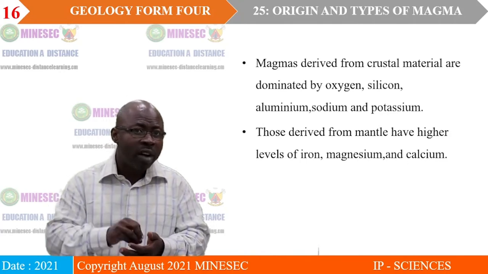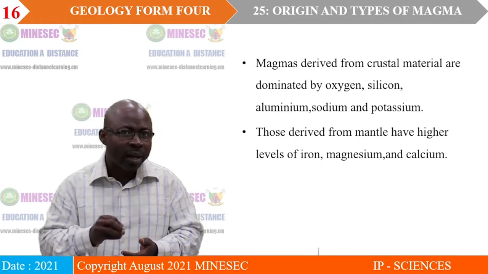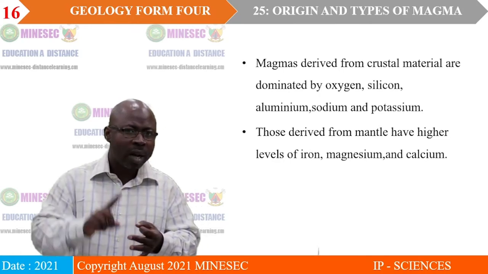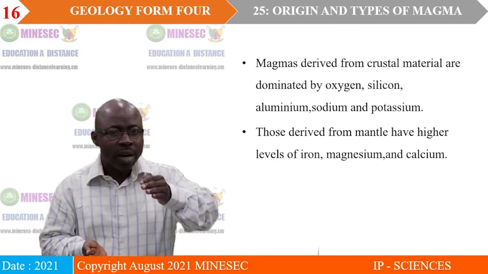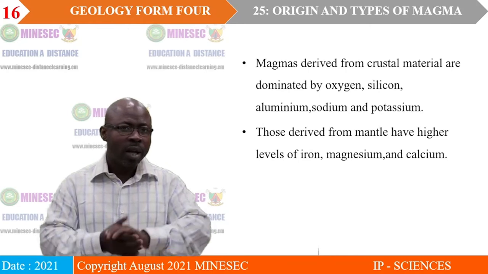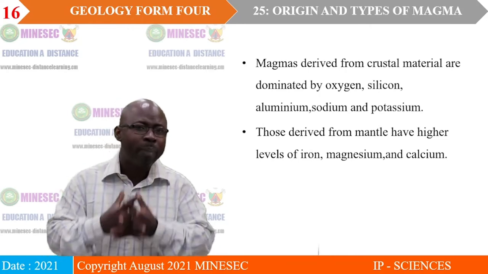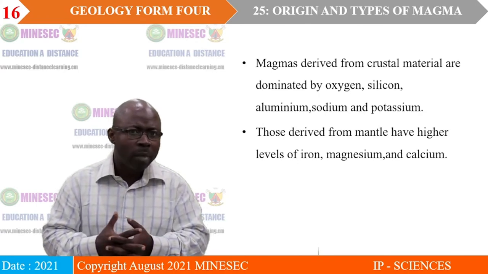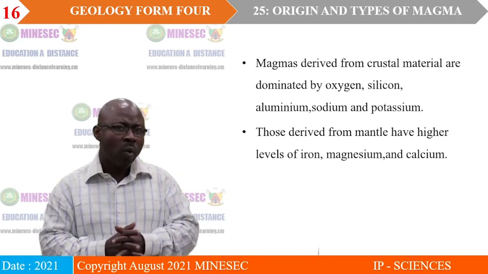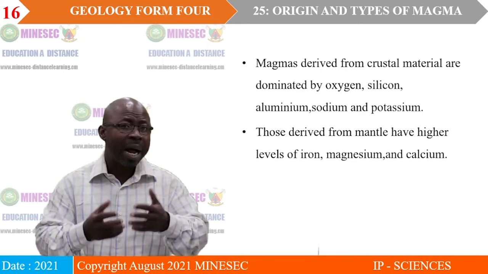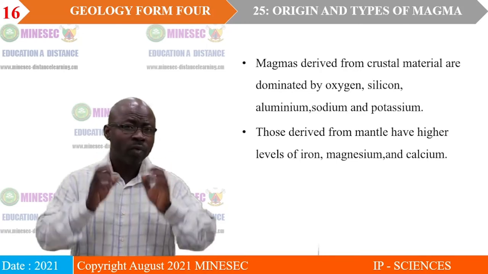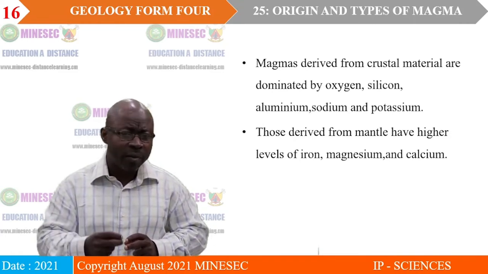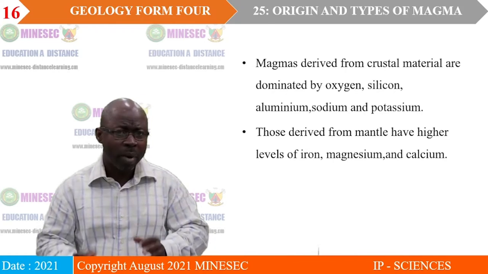And then those derived from mantle material have higher levels of iron, magnesium, calcium, and also silicon. That's within the oceanic crust and the mantle. These ones are basaltic in nature. They are heavy, they are dark, because iron, magnesium, and calcium are dark minerals, while silicon, aluminum, sodium, and potassium are light minerals. So we should take note that magma formed from continental crust is different from that of oceanic crust or mantle.